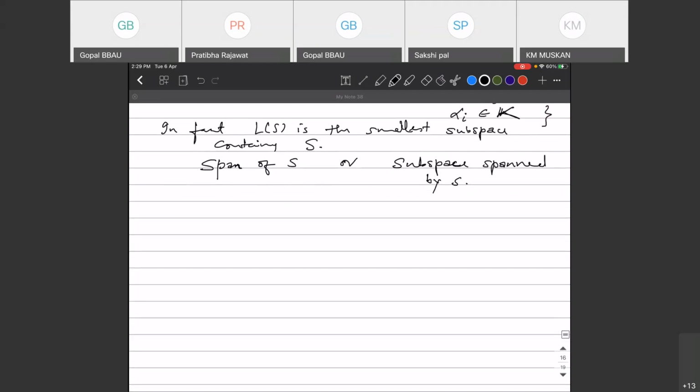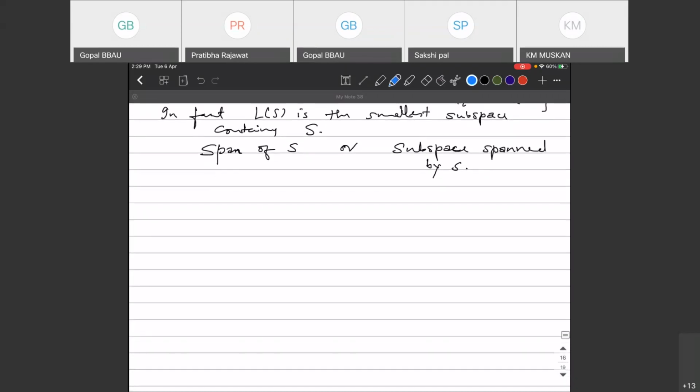Okay. So let me give it as a precise definition. The subspace spanned by S means a subspace which contains S, and it is the smallest such subspace. We call the smallest subspace containing S the subspace spanned by S, or the subspace generated by S.